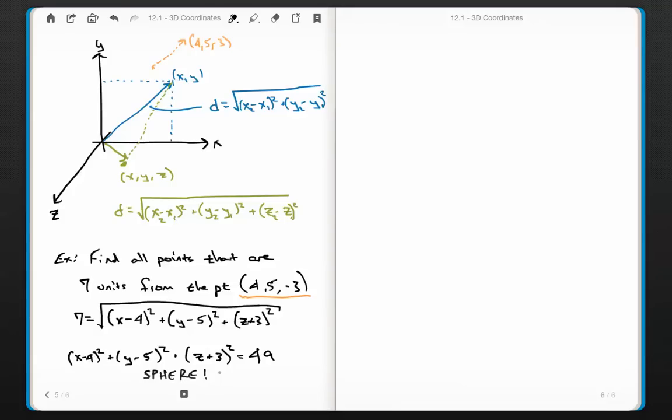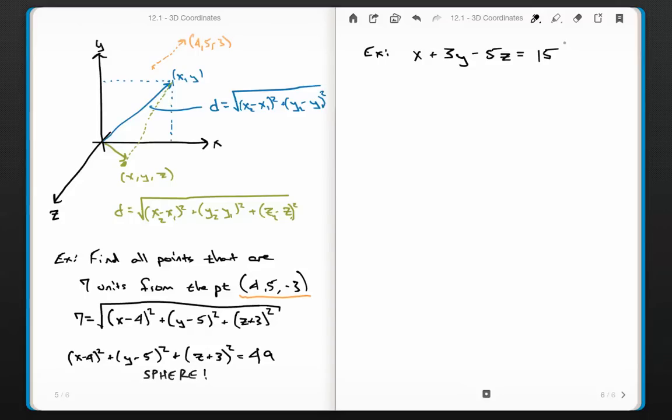And for the sake of today, we're just going to do one more. What if we look at this and it's like, okay, that's obviously a sphere. It looks like a circle, and just add one more dimension. Fine, I believe that's a sphere. But what if it gave you something like this? Another example here. What if I said x plus 3y minus 5z equals 15?